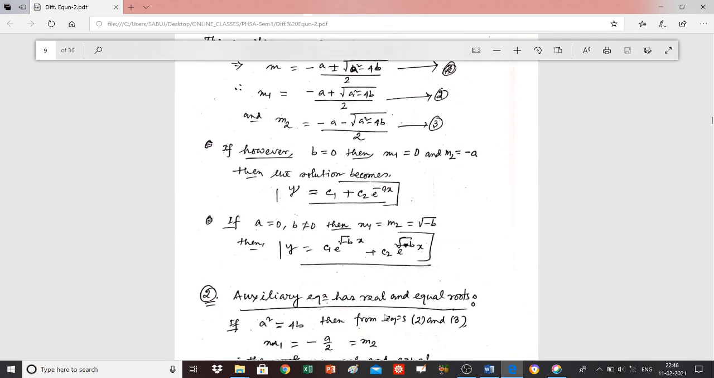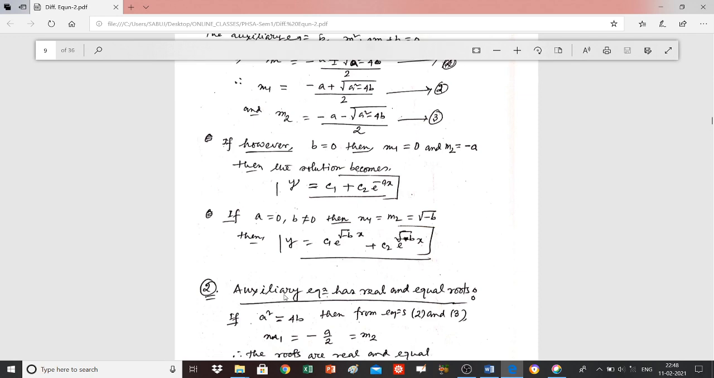If however a is equal to 0 but b is not equal to 0, then from these equations, m1 and m2 you can easily write that m1 and m2 is equal to plus minus root over minus b. If a is equal to 0, then y is equal to c1 e to the power root minus b x plus c2 e to the power minus root minus b x. Okay, so that can also be written as c1 plus c2 e to the power minus root over minus bx. Okay, no problem. Now come to the next one.